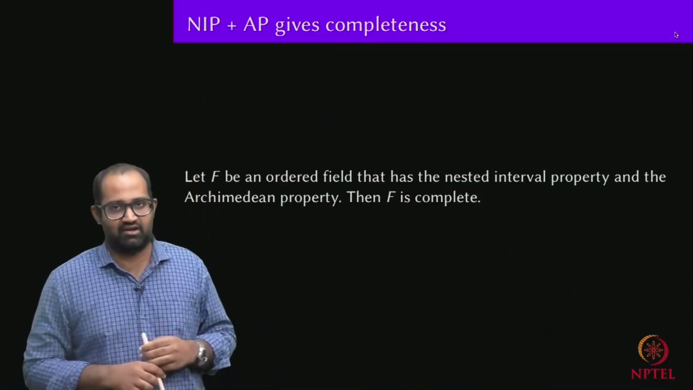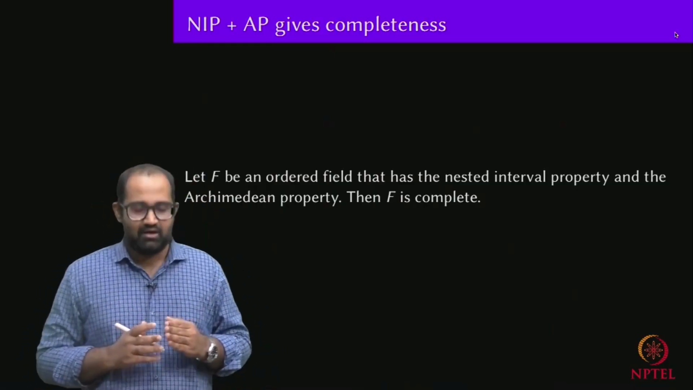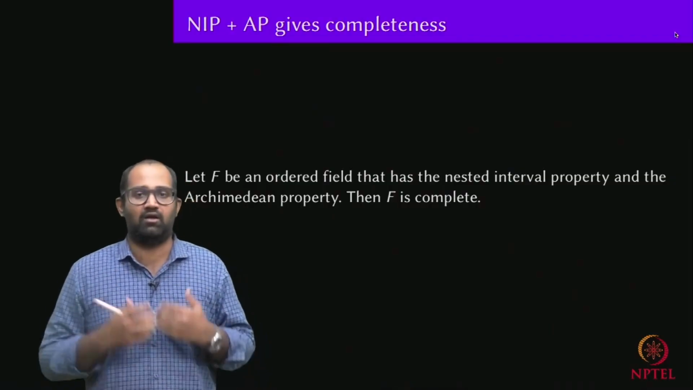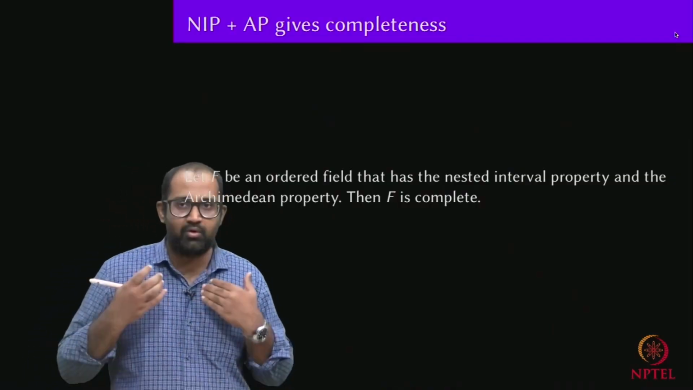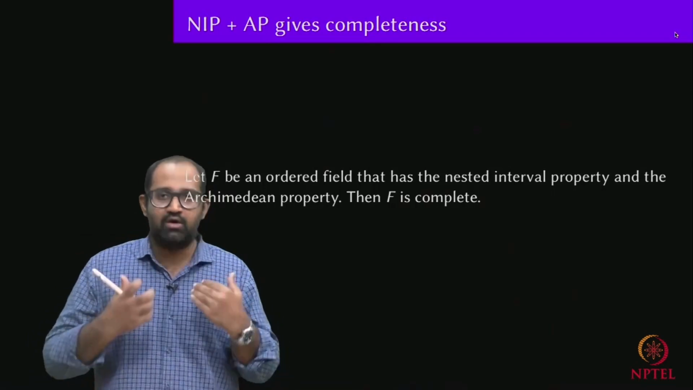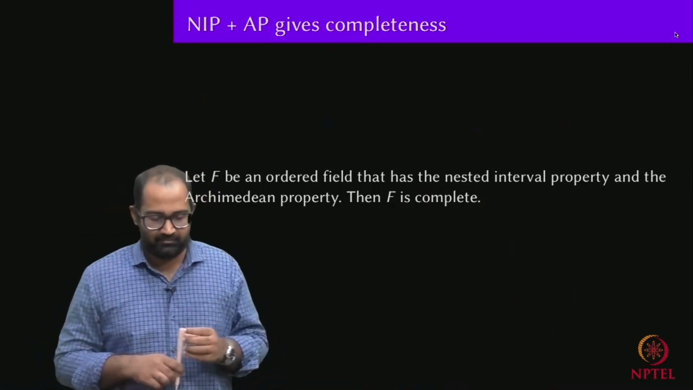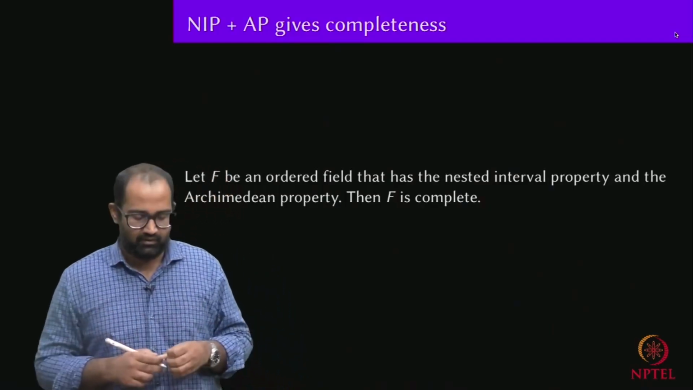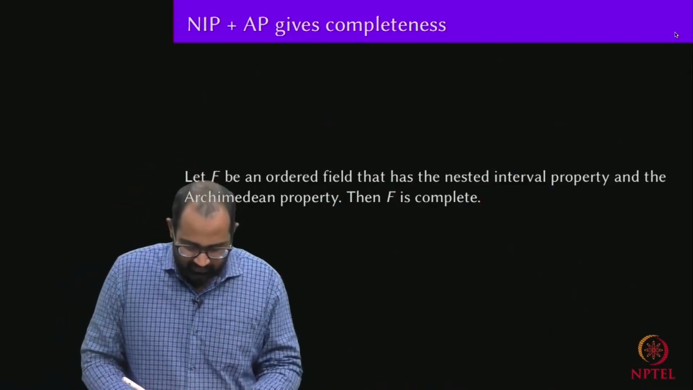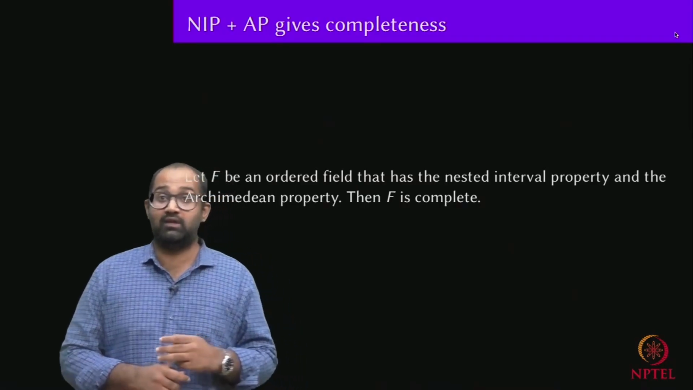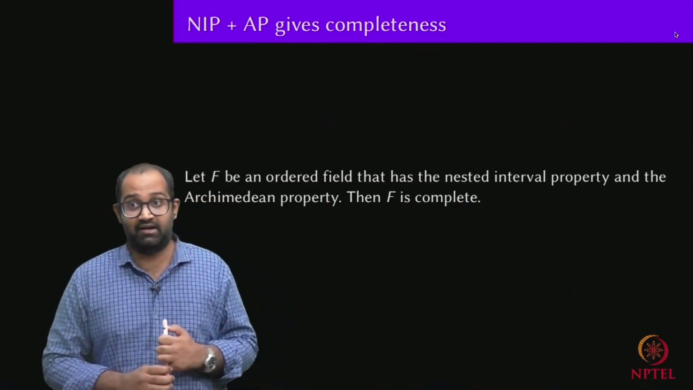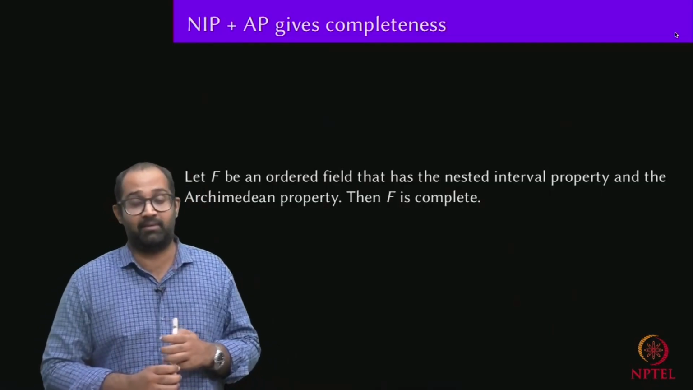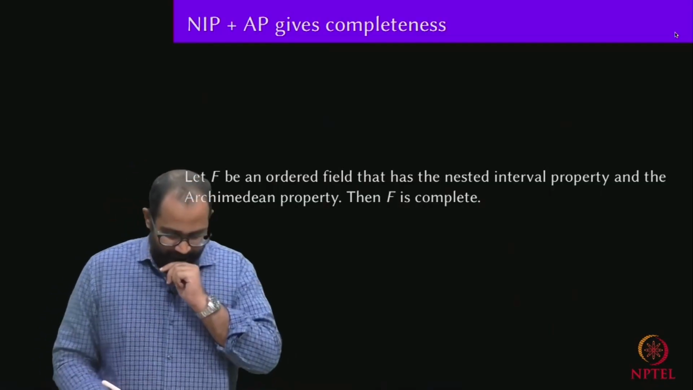This is another illustration. Again, I am going to be a bit sketchy because this is not really a part of this algebra course. I am doing it so that you have a good grasp of the underlying field R. Okay, and you should work out the details. If you are not able to, it's fine. Okay. Now I have to show that this ordered field that has the nested intervals property and the Archimedean property is complete. What do I do?